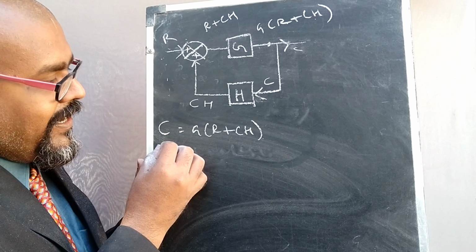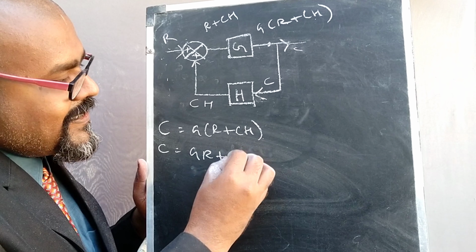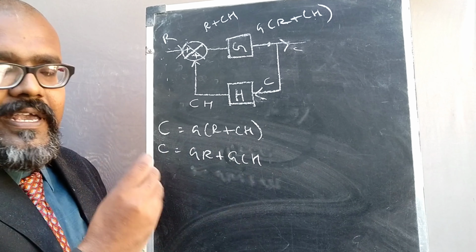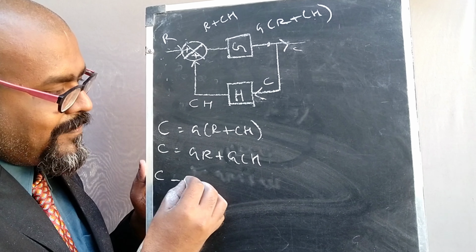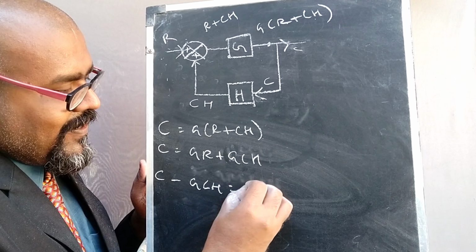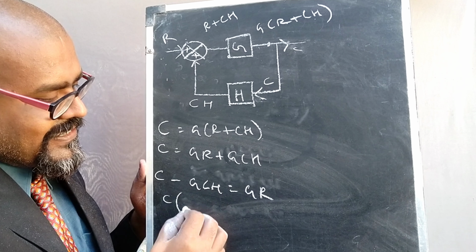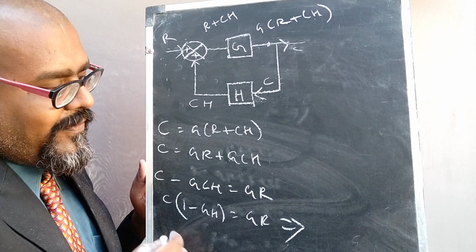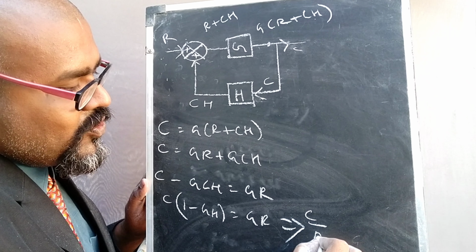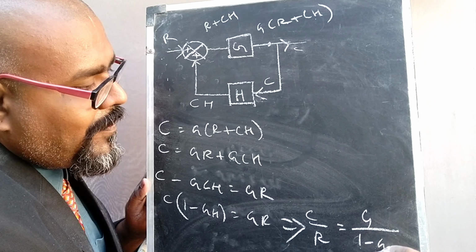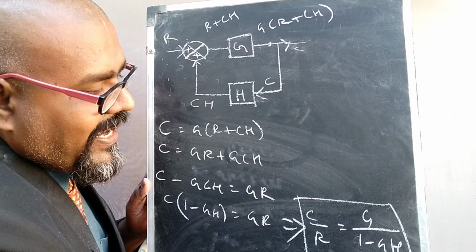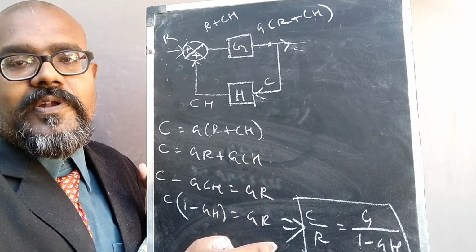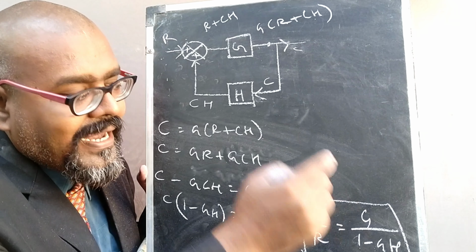Okay, then the same thing you do. C is equal to GR plus GCH. Okay, then move this element here, then C minus GCH is equal to GR. Then take the C as common, then C times 1 minus GH is equal to GR. So the final equation from this, you got C by R. So C by R is equal to G divided by 1 minus GH. So wherever you see this positive feedback path, use this formula, G divided by 1 minus GH.